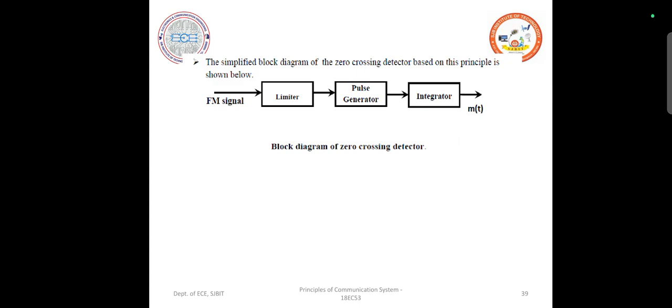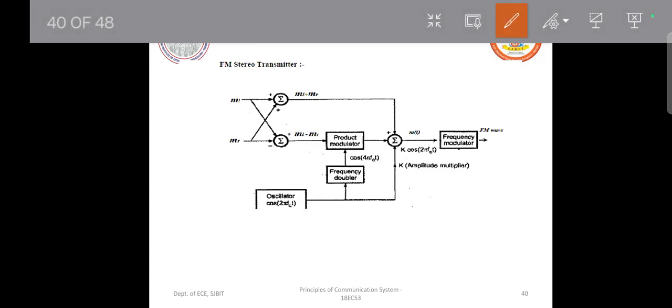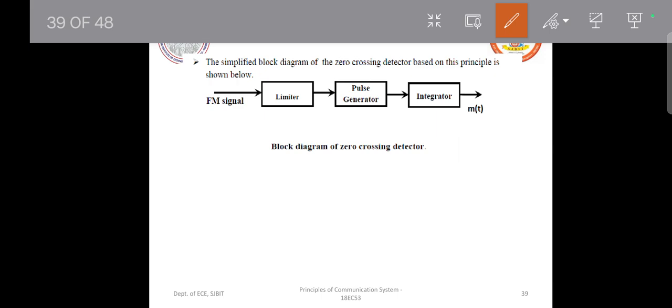When the FM signal is given to this zero crossing detector, which contains within it a limiter, a pulse generator as well as an integrator, which is nothing but a low pass filter, what happens? The limiter, also called a zero crossing detector, sees how many zero crossings have happened. The pulse generator will generate a pulse for every rising edge in the zero crossing. So how will the output look? Let me show the output after the limiter. After the limiter, the waveform is going to look like this.